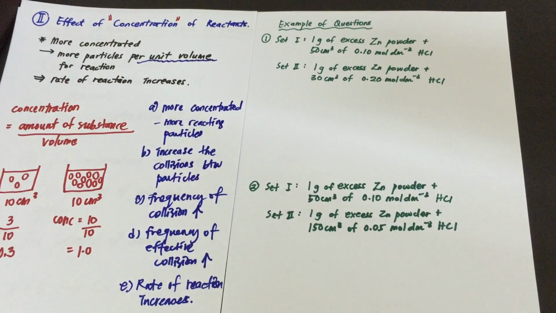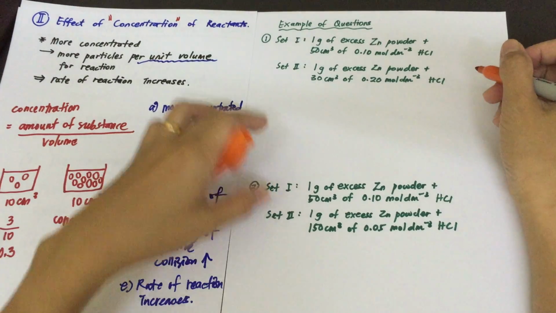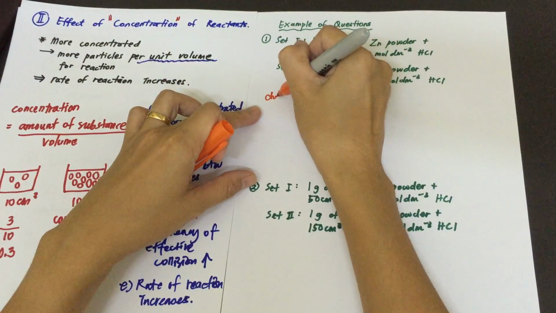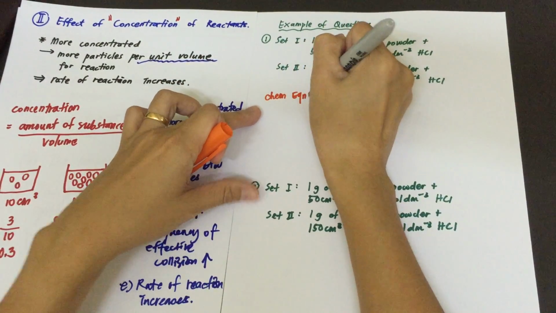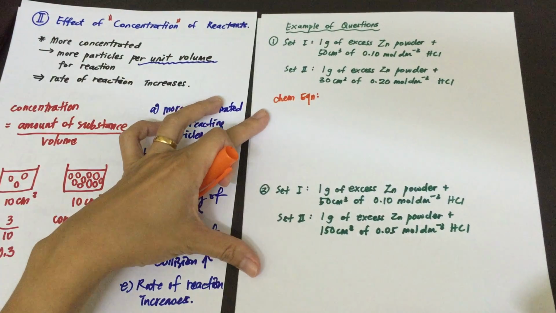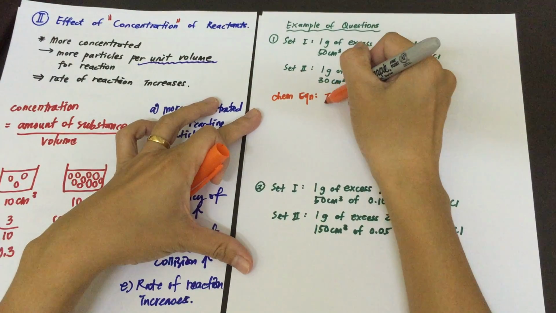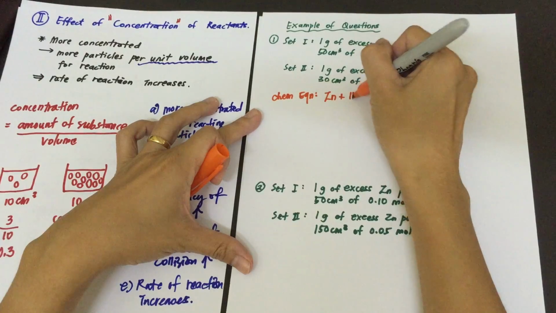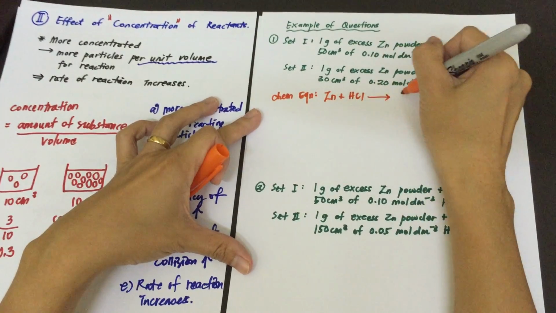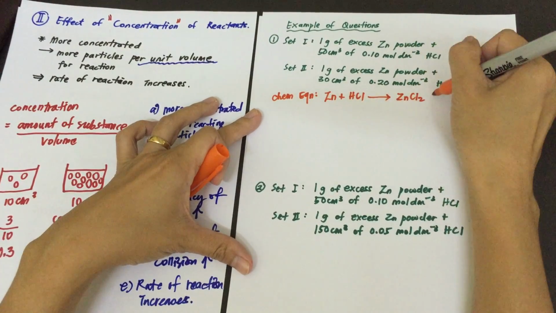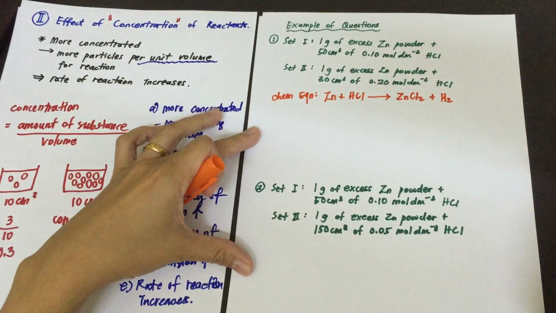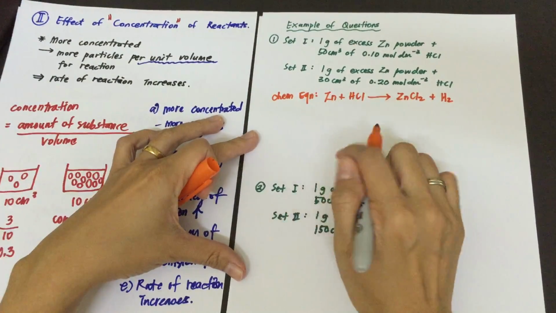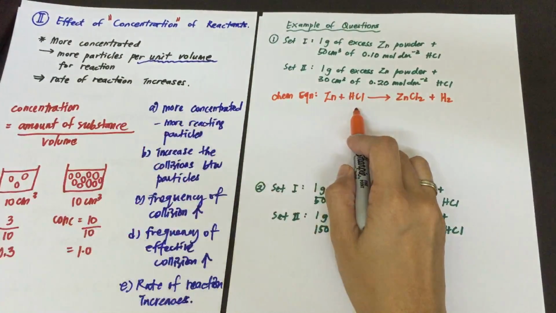So before we continue to analyze how it affects and how to sketch the graph, first thing first, you have to put down the chemical equation. The chemical equation for this particular example will be zinc reacting with HCl to form zinc chloride salt and hydrogen gas. Okay, this is a simple acid reaction between a metal and an acid.